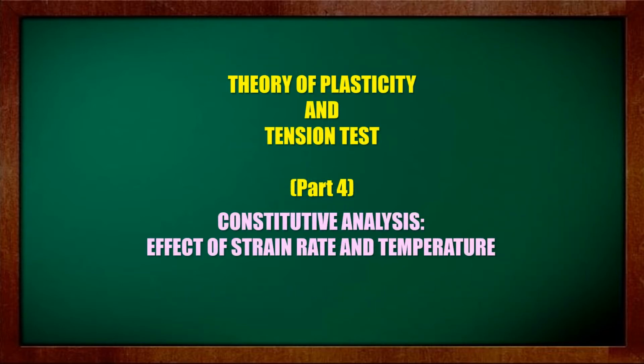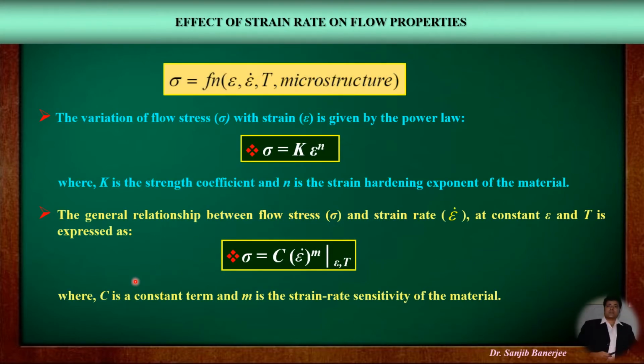In the coming sections, we will learn about the constitutive analysis, which deals with the effect of strain rate and temperature on flow properties. Flow stress can be considered as a function of strain, that is epsilon, strain rate, that is epsilon dot, the working temperature or capital T, and the microstructure or the composition of the material.